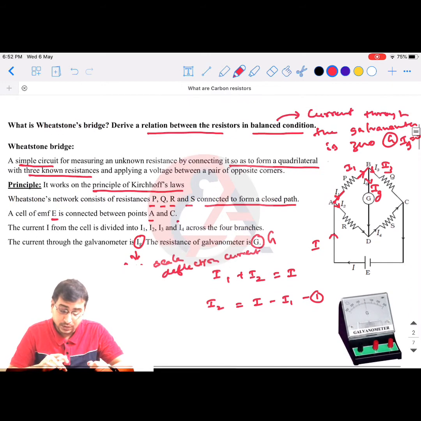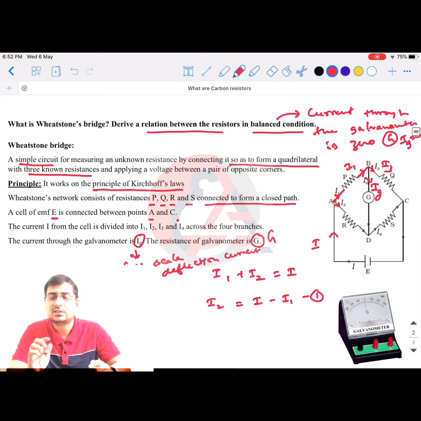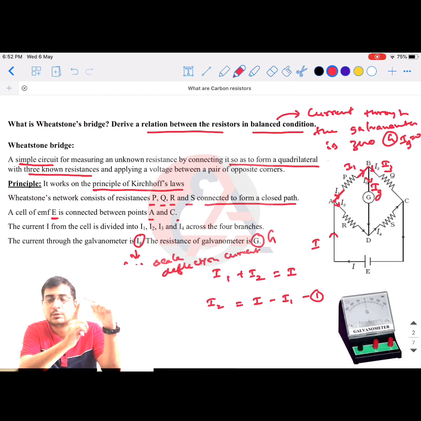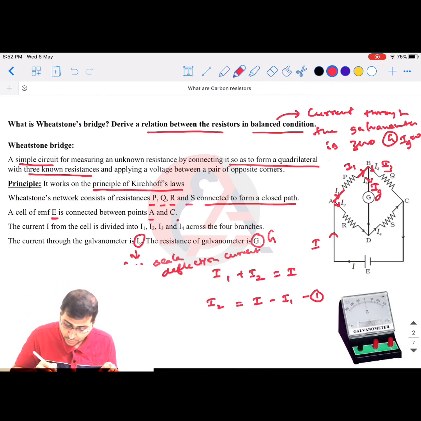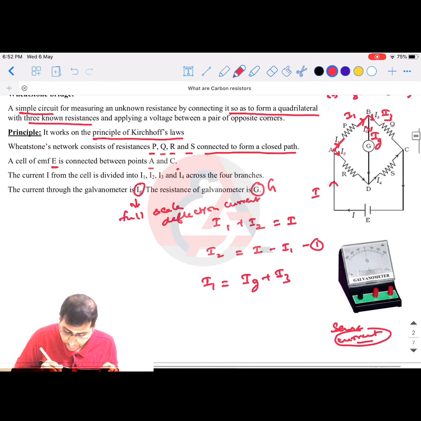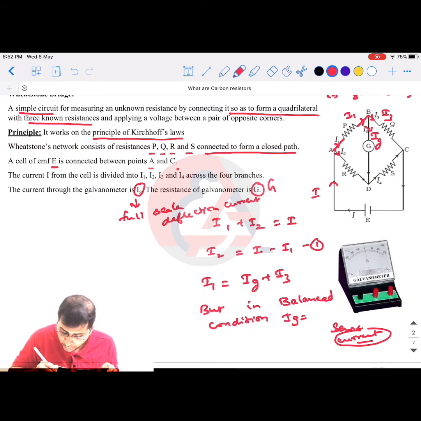So for the Wheatstone bridge to be in the balanced condition, the full scale deflection current of the galvanometer is supposed to be 0. So have this in your mind. So I2 is equal to I1 minus I1 we have written. Now I1 at point B is getting divided as I1 is equal to Ig plus I3. But in balanced condition, what happens? In balanced condition, Ig will be equal to 0, which implies I1 is equal to I3.